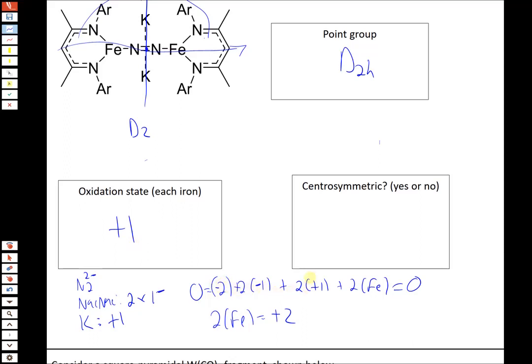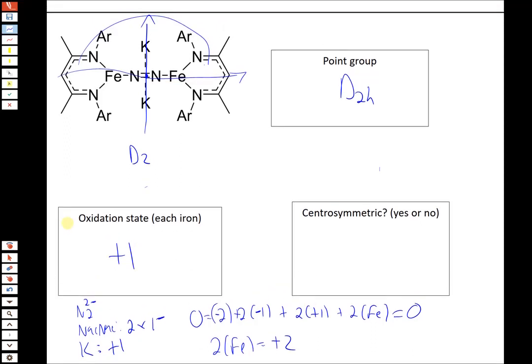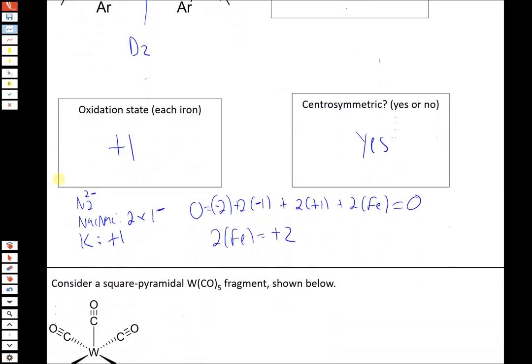And then finally, for centrosymmetry, again, we look for the inversion center, or we look at the D2h character table. We find that there's an inversion center, so this would be centrosymmetric. Again, right at the middle that I've drawn, that little dot there is where the inversion center would be.